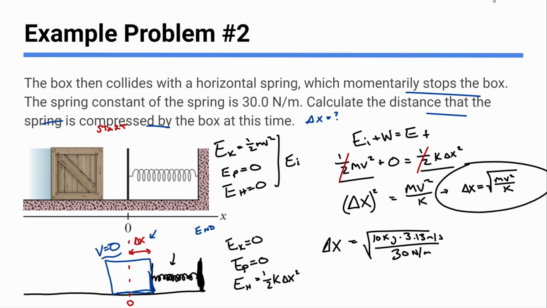So let me plug this into my calculator and see what I get. Oops, I didn't square this. This is squared, right? V squared. I'm doing 3.13 squared times 10. I'm dividing that number by 30, and then I am square rooting. So I get something like 1.80, I'm thinking.